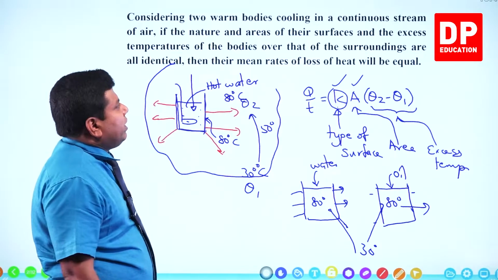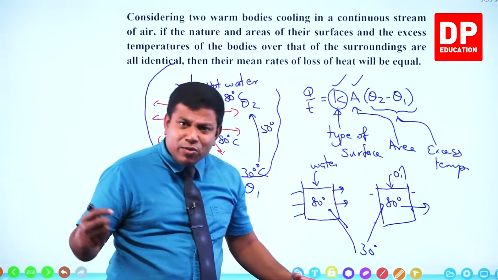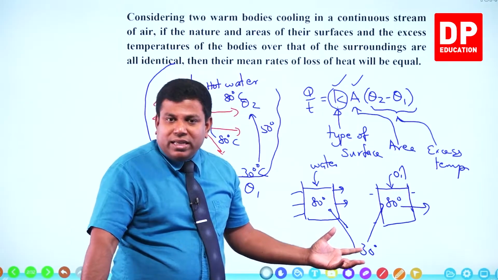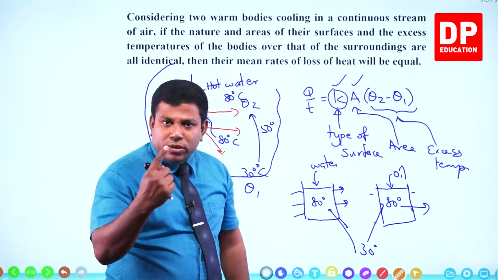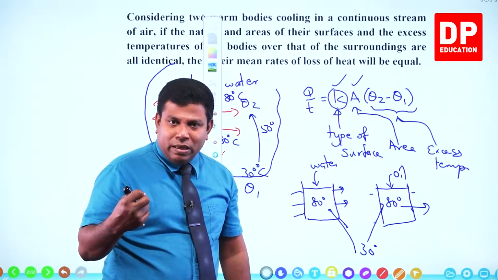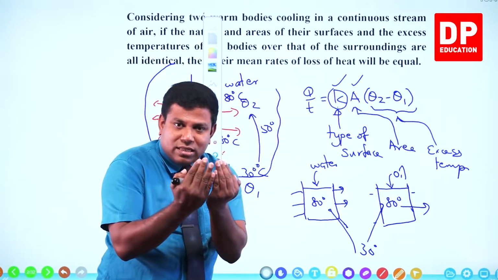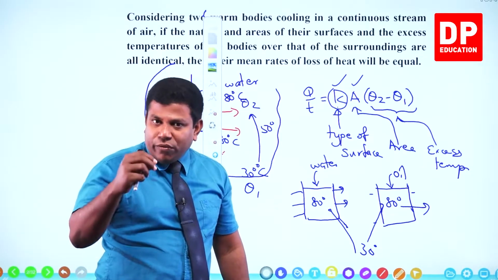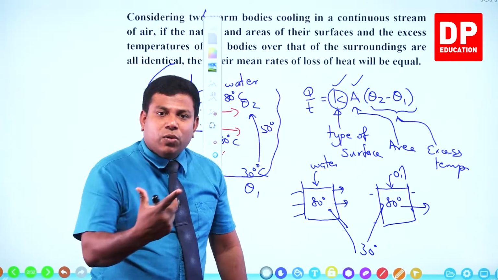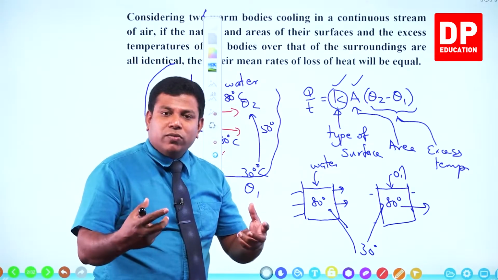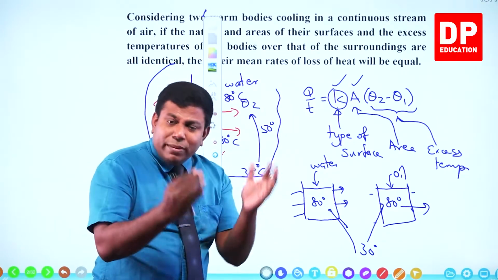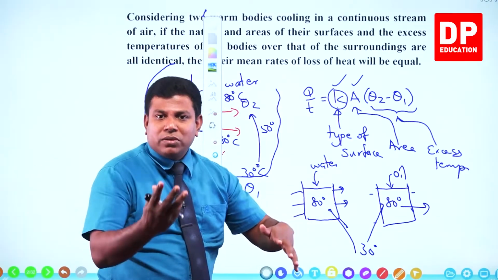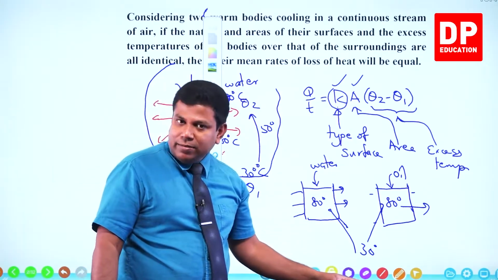Considering two warm bodies cooling in a continuous stream of air. Why do we say continuous stream of air? When the heat comes out to the surroundings, the air molecules around that calorimeter will absorb that heat. So sometimes those air molecules close to the calorimeter might go up a little bit in temperature. To avoid that, we give continuous airflow. That means the air particles will not remain there for a longer time. They get the heat and keep moving. New air comes, so that 30 degrees will be maintained.